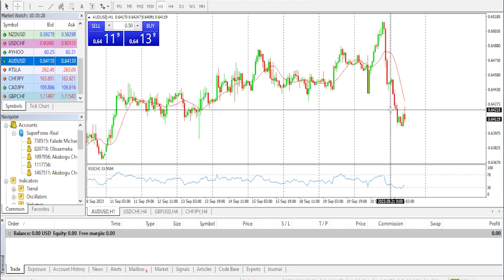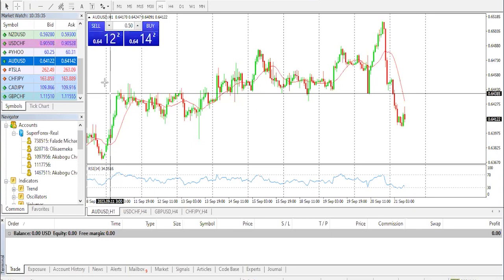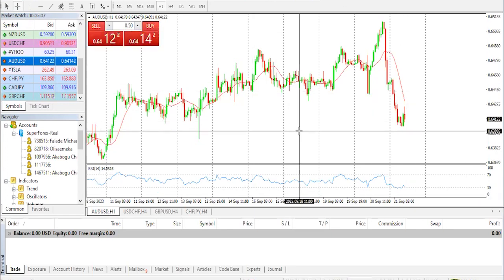Today, we are looking at the analysis on the currency pair AUD USD, and first we'll be talking about fundamentals before we move right down to technicals, which is purely what we'll be seeing on the chart.